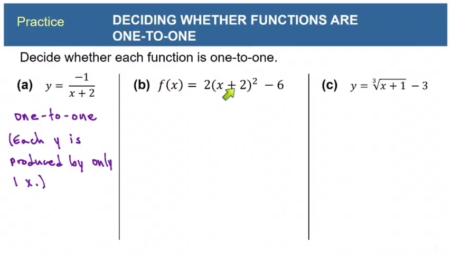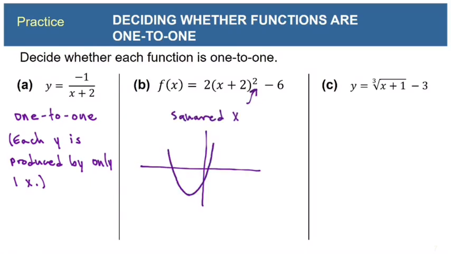Now in part B, we have a squared binomial, and you'll recognize this type of function from section 3.1 when we graphed parabolas. In fact, this is quadratic, and it's going to graph a parabola whose vertex is at -2, -6. And this is not the only way to tell whether a function is one-to-one or not, but it is a very helpful way. And when I look at the graph of this parabola, I can see that it reuses almost all the y values, all of them in fact except the one at the vertex. So this is definitely not one-to-one.